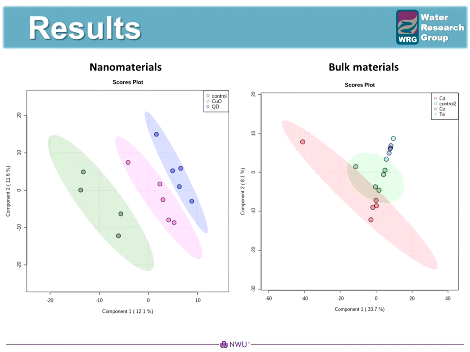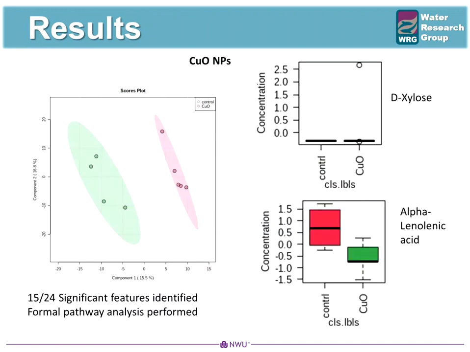To further establish the reason for these groupings, pathway analysis was performed. As a rule, only two groups can be compared using this function in MetaboAnalyst. Therefore, each material was compared to the control. First, copper oxide was analyzed. Compared to the control, there were 24 significant metabolites. However, only 15 of these could be identified.